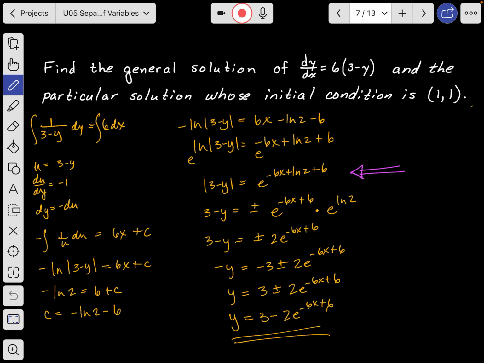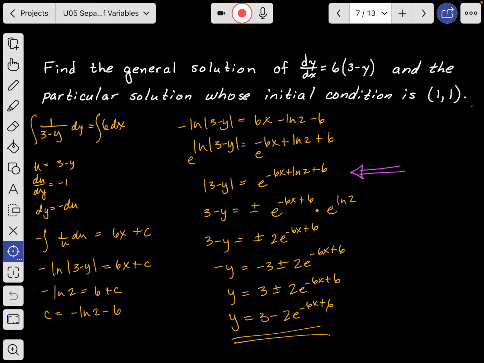Here's another one that I've worked through, and just to save some time, I'm just going to explain it. So separated the variables, integrate. I've got a u substitution on the left. My u is 3 minus y. The derivative is negative 1, so dy is negative du. That gives us natural log when we integrate. Sub back in the u value, add the plus c on the right, and the antiderivative of 6, of course, is 6x.